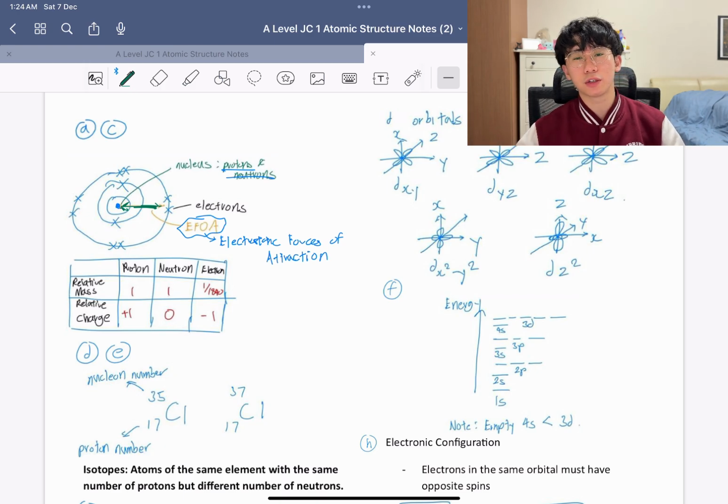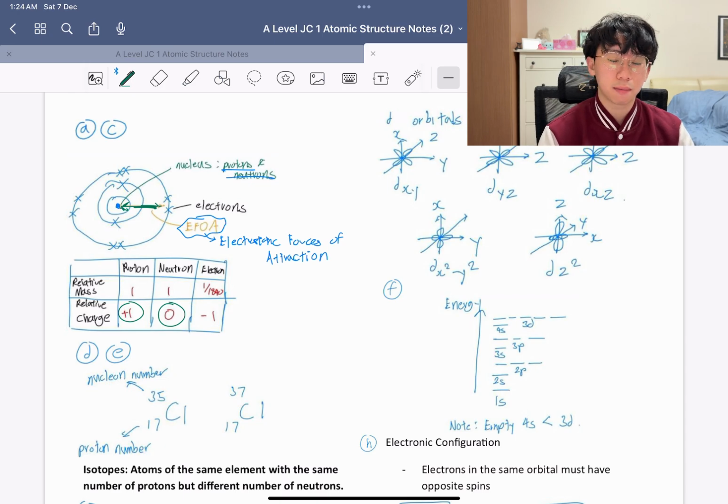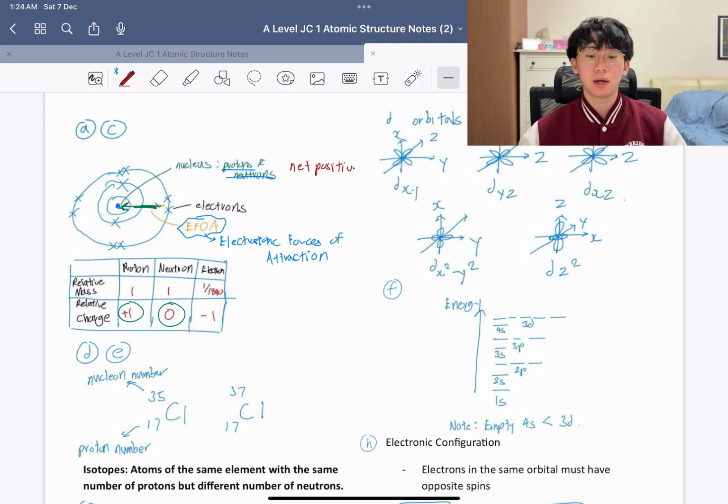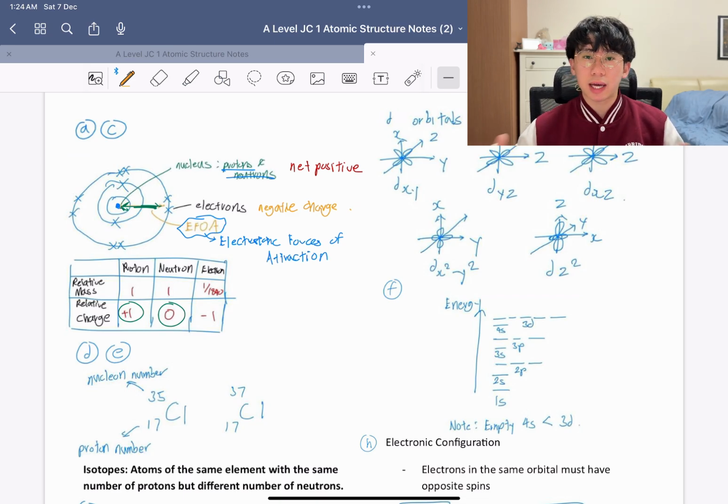Now, these electrostatic forces of attraction arise because the nucleus is positively charged because it comprises of protons and neutrons, and protons are positively charged while neutrons are neutral. So you have a net positive charge in the center of the whole atom, and then you have these electrons that are quite light, lighter than protons and neutrons, and they have a charge of -1. So as you probably would have guessed, electrostatic forces of attraction are kind of like the magnetic force, or the force between the positive charge and the negative charge.